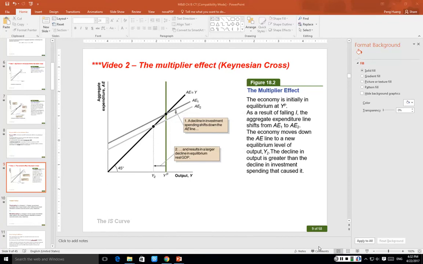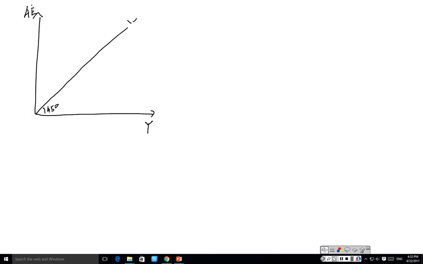Let's use the Keynesian Cross model to illustrate the multiplier effect in the goods and service market. Let's first draw the Keynesian Cross model. The aggregate expenditure, the aggregate output. The 45-degree line represents Y, or the supply side.